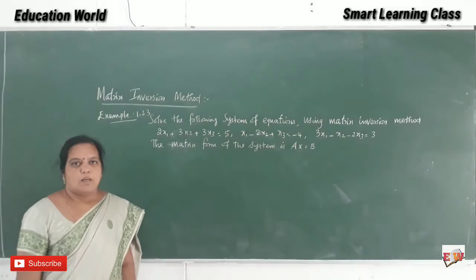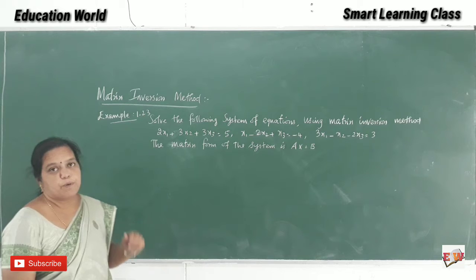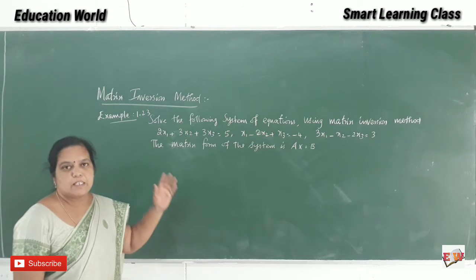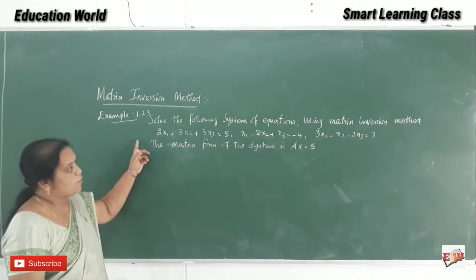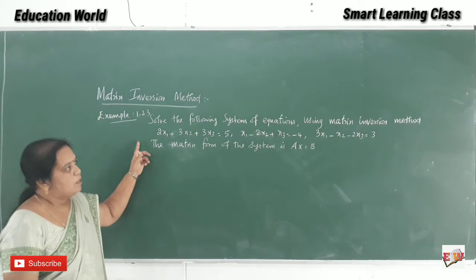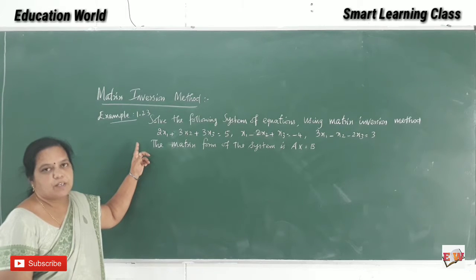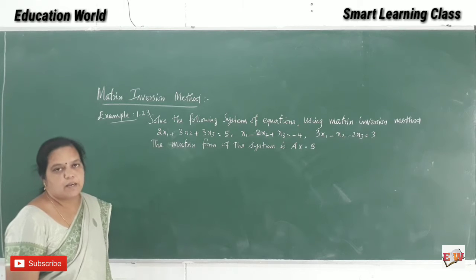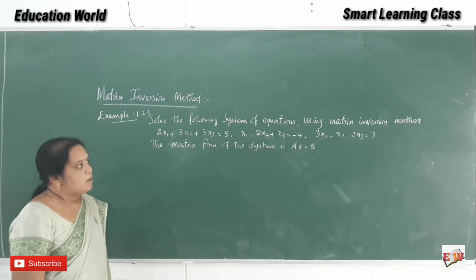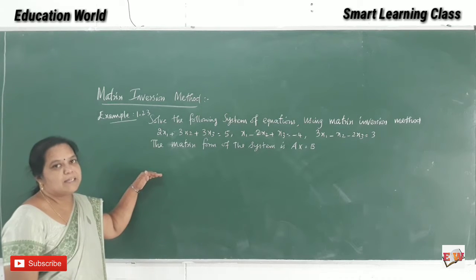Hi students, now we will see example 1.23. Solve the following system of equations using the matrix inversion method. We have to find the solution for x1, x2, x3 by using the matrix inversion method. First we have to write the matrix form.